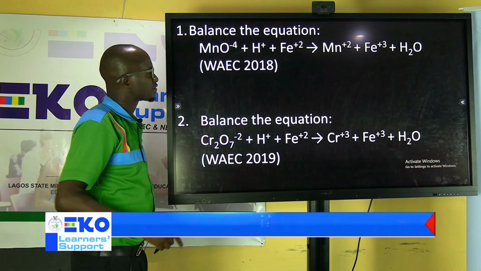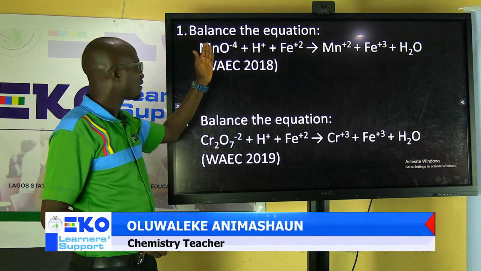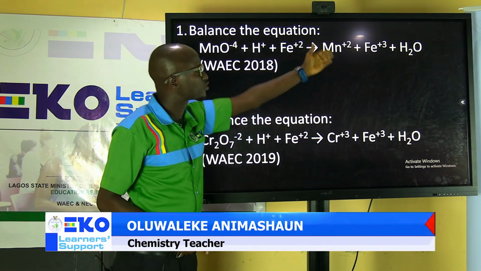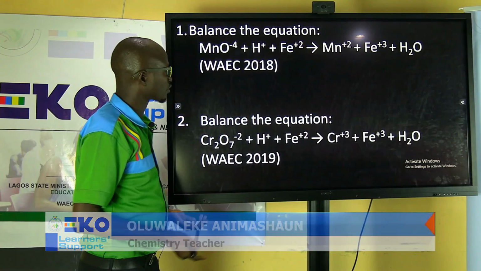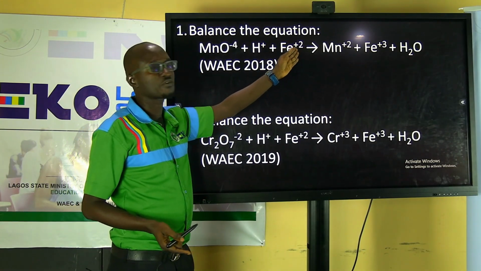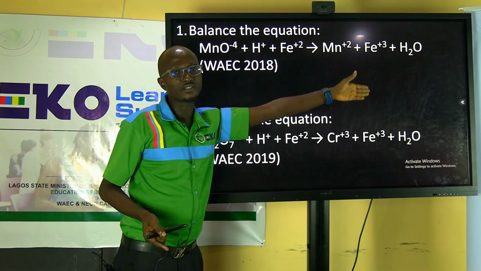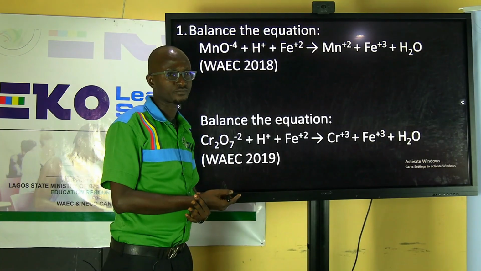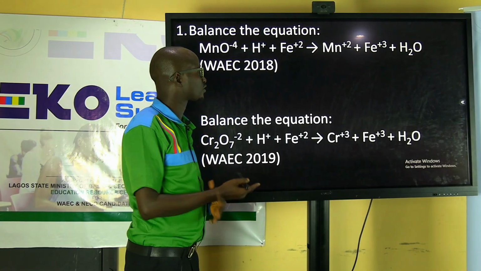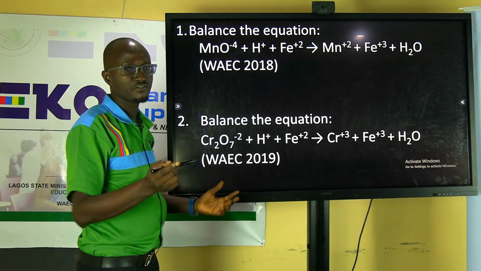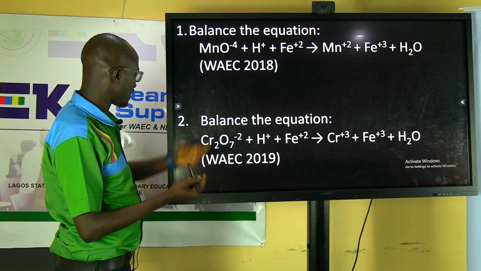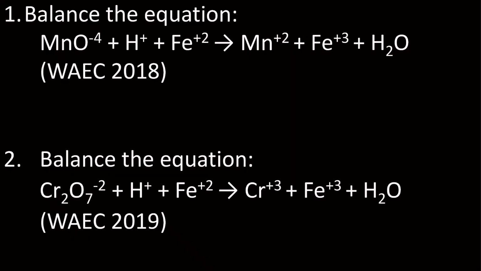That will be the oxidizing agent, because it is moving from what? +7 to +2. So it is undergoing what? Reduction. Unlike iron, that is moving from +2 to +3. Iron is undergoing what? Oxidation. Remember, we said oxidation is increase in oxidation number. So with that clue, I believe you should be able to solve it. Now these questions follow the same similar pattern.